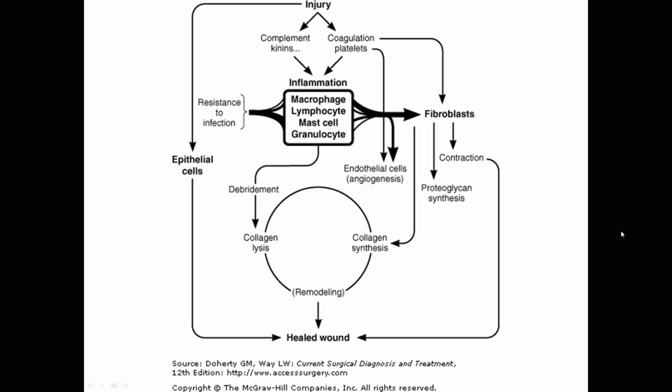This slide summarizes the wound healing after an injury, including the initial inflammatory change, the epithelial cell restoration, the fibroblast production, the contractile mobility, and the collagen synthesis to form, after remodeling, the scar.